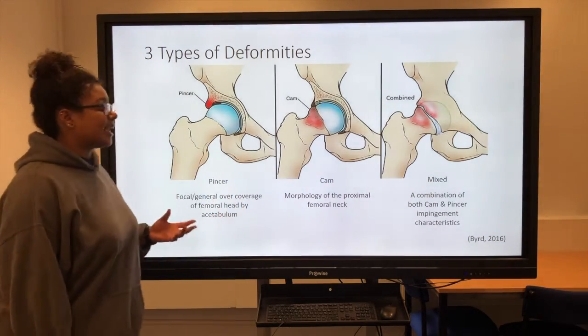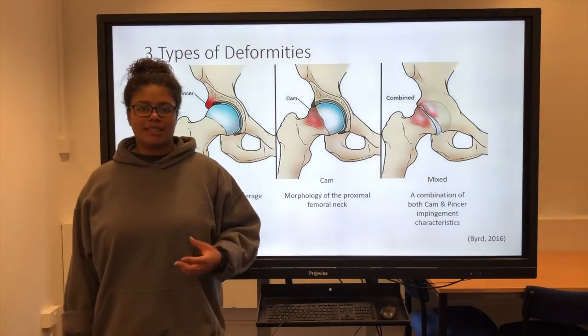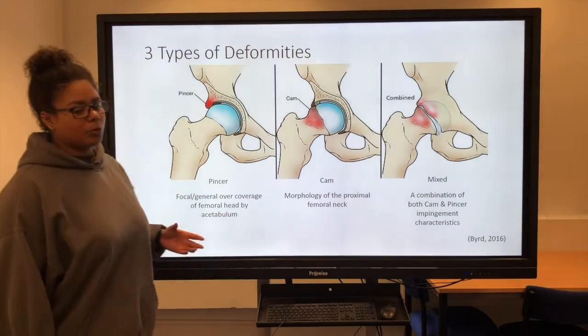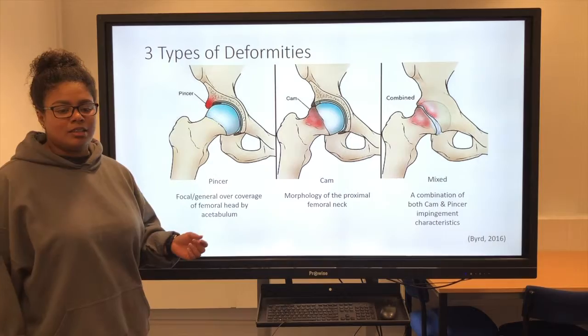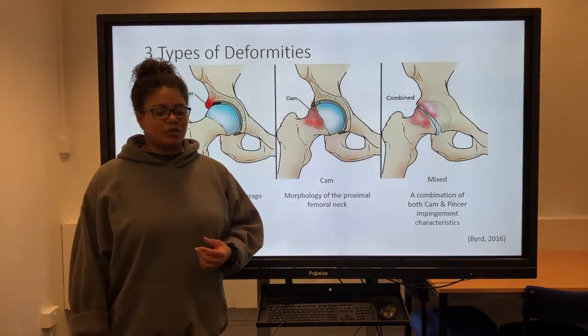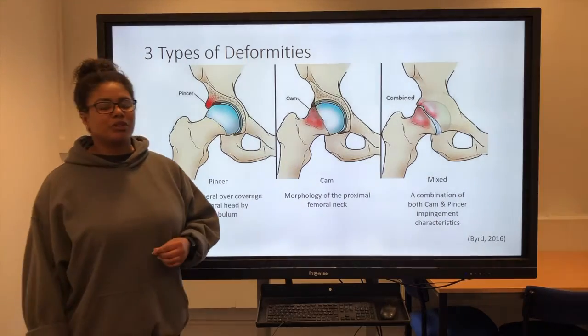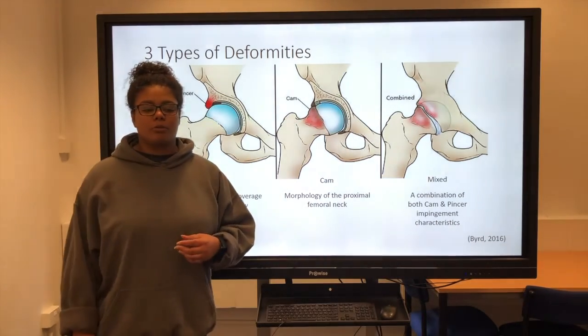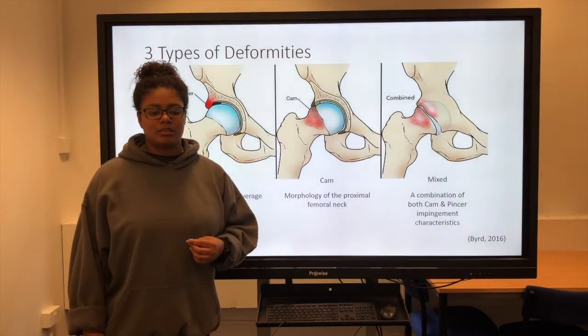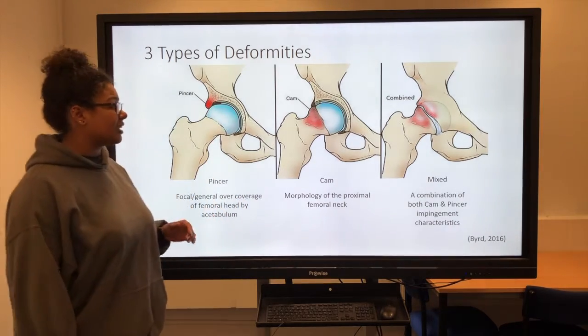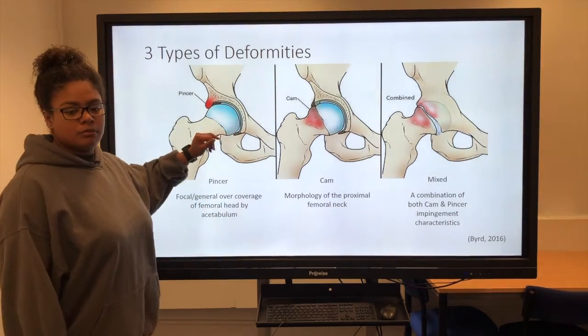So FAI is actually caused by excess bone on the acetabulum or the femoral neck. This results in premature contact between the femoral neck and the acetabulum, resulting in significant stress on the labrum, which causes tearing and avulsion of the underlying cartilage tissue.